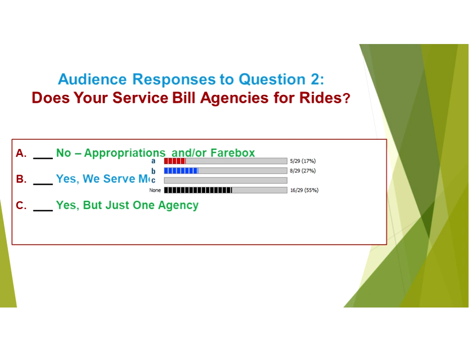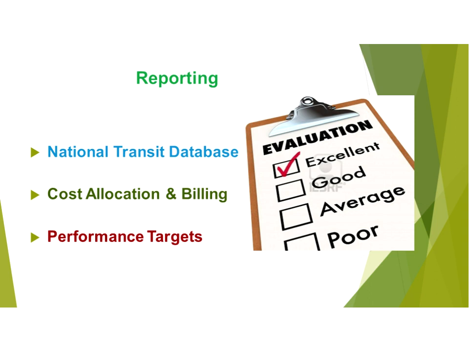For that, in the next screen, I'm going to hone in on cost allocation. But I have three topics on reporting: National Transit Database, cost allocation, and billing and performance targets. You need to make sure in your procurement, in your scope of services, that the technology you want provides the necessary information without having to customize queries. A lot of these software companies will offer many standard queries for you to choose from.